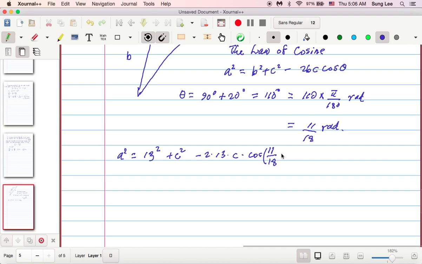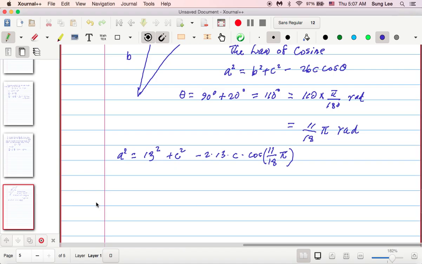Okay, so actually I forgot pi there earlier. Sorry. Pi radians.